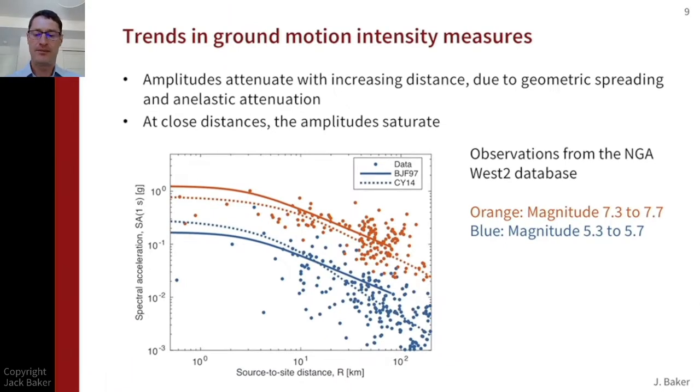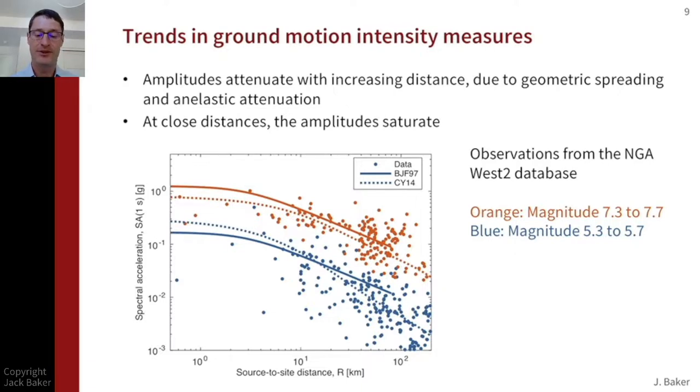Here's a similar plot, plotted versus distance. So these are, again, the set of observations. And I should note these observations came from the NGA-West2 database of ground motions. So we've got distances from less than 10 kilometers out to 200 kilometers, something like that. The orange circles here are from large magnitude earthquakes, 7.5 plus or minus a bit. And the blue dots are smaller magnitude earthquakes, 5.5 plus or minus a bit. So what do we see here?